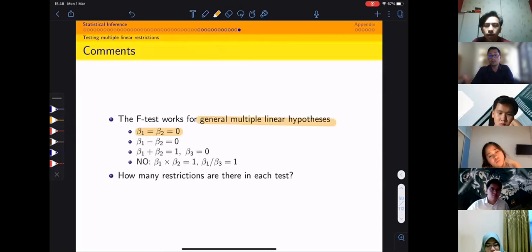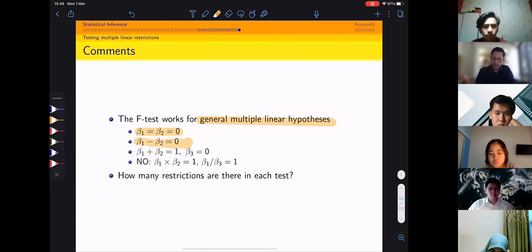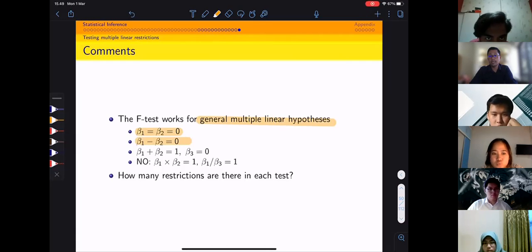How many restrictions do we have? In this case, we have two restrictions. We have beta 1 equals 0, and we have beta 2 equals 0. Okay, so we have two restrictions. In this case, can we do this? Is it a linear restriction? The answer is yes, it's a linear restriction. How many restrictions? 1, 2. Exactly. Very good, David. So we just have one, which is beta 1 equals beta 2.